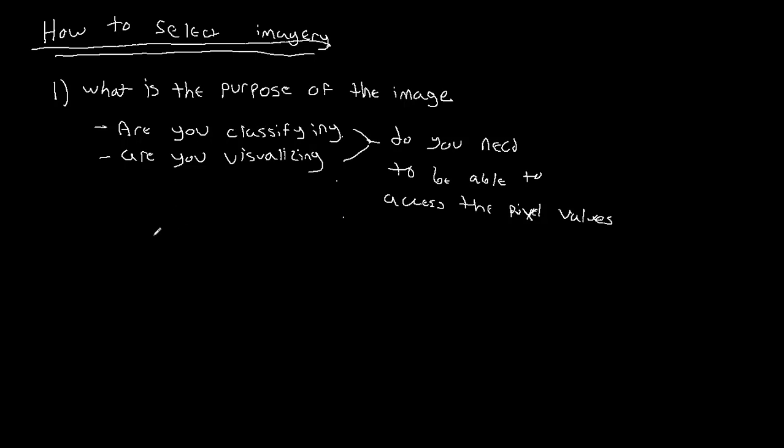Let's clarify that with what we just said. Basically, are you classifying versus are you digitizing? Do you need to be able to access the pixel values? Or put another way, do you need to alter the data? If I'm just trying to digitize something, if I'm just trying to give someone some context, I can use those base maps just fine.